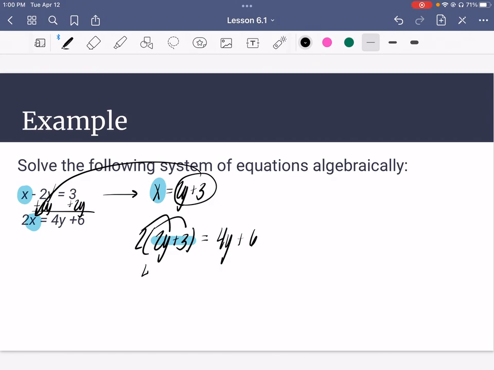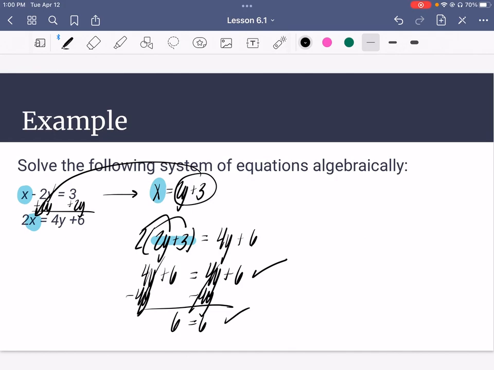So 2 times, I'm going to take that x value, which is 2y plus 3 again, and set that equal to 4y plus 6. Now I distribute, and I get 4y plus 6 equals 4y plus 6. Well, hopefully you guys recognize at this point that 4y plus 6 always equals 4y plus 6. But even if you don't, if you keep going and you try to get your y terms together, you're going to see very quickly, okay, those cancel out. I'm left with 6 equals 6. That's always going to be the case. Or if you subtract your 6's, 0 equals 0. That's always going to be the case.